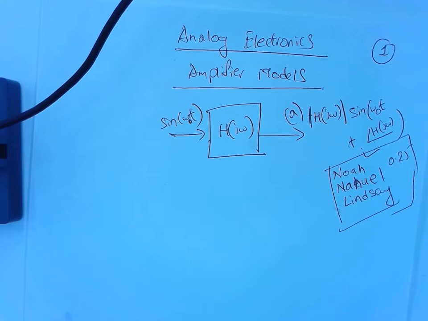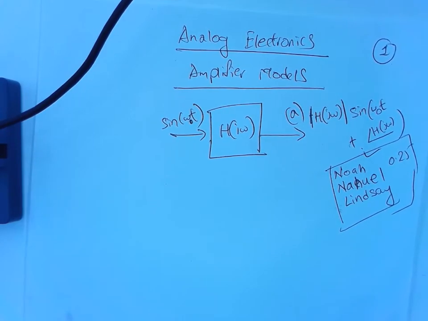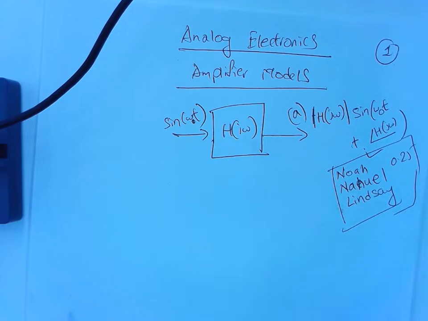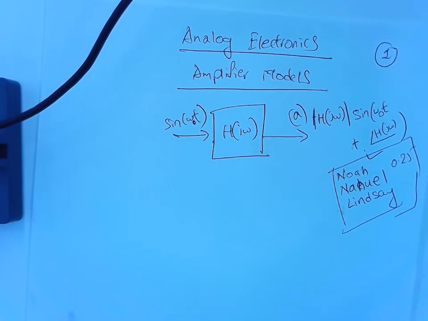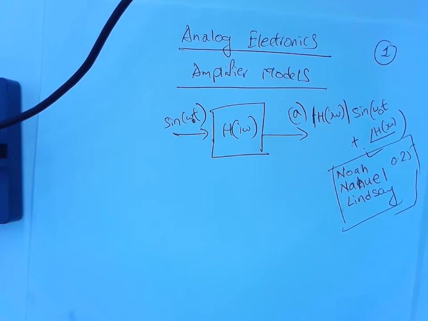Chapter 1 is amplifier models, amplifiers. So we're going to start talking about amplifiers in general, and then in the next chapter, chapter 2, we're going to start talking about operational amplifiers. Operational amplifiers are a very special class of general amplifiers. So first, let's look at what amplifiers are in general.